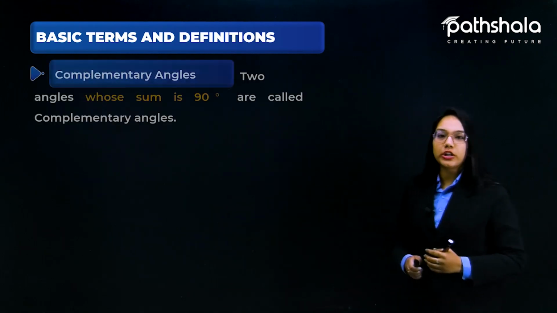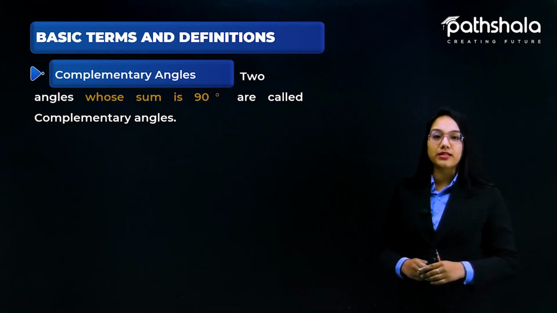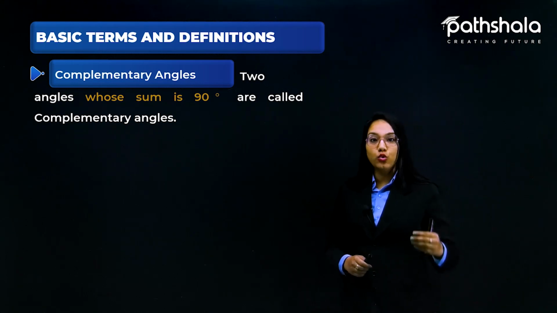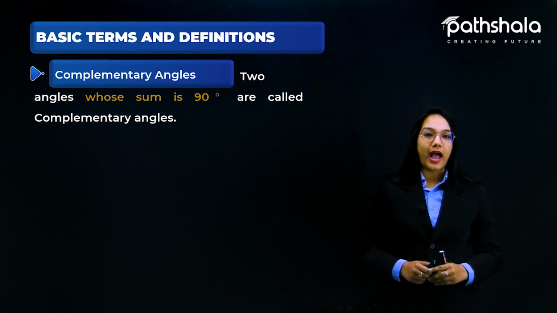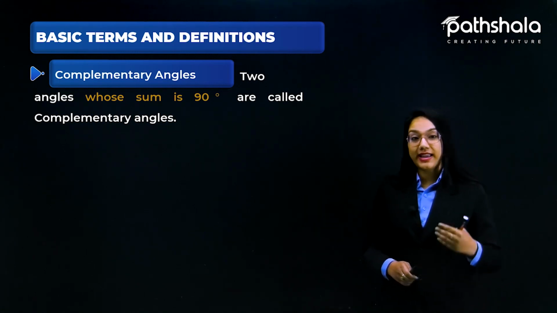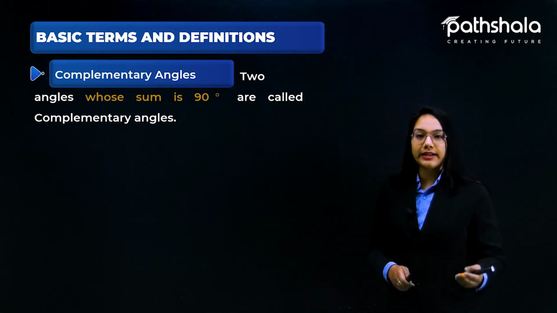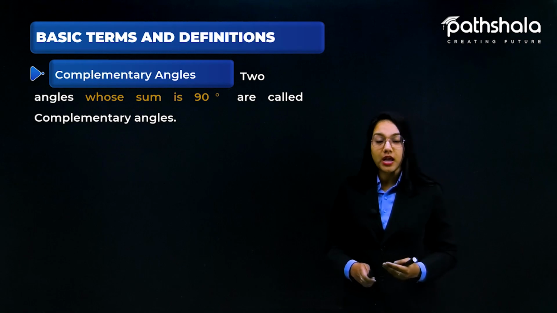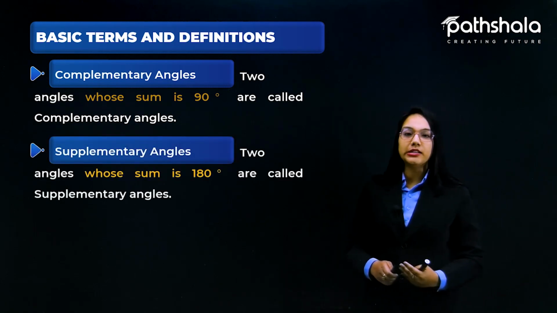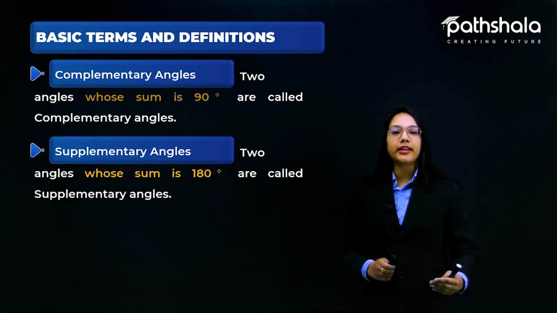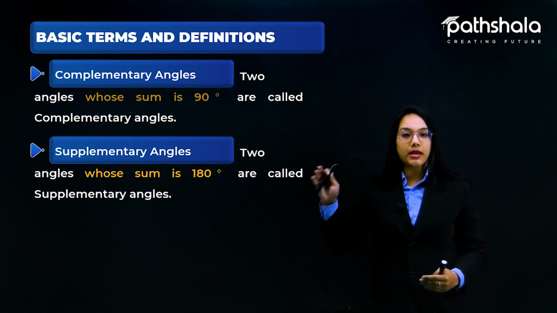Now let's further talk about the complementary angles. So what are complementary angles? Two angles whose sum is 90 degrees are called complementary angles. Always remember, whenever the sum of two angles is 90 degrees, they are called complementary angles. In the same way, we talk about supplementary angles. What are supplementary angles? Two angles whose sum is 180 degrees are called supplementary angles. So: complementary angles, supplementary angles.